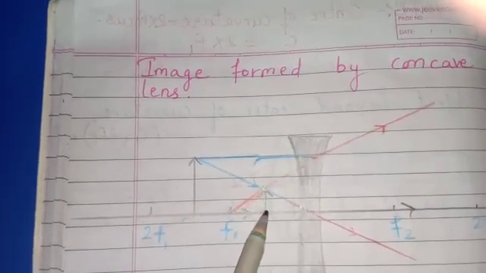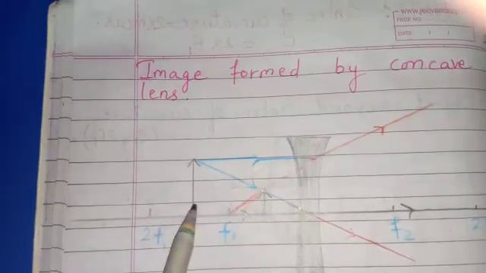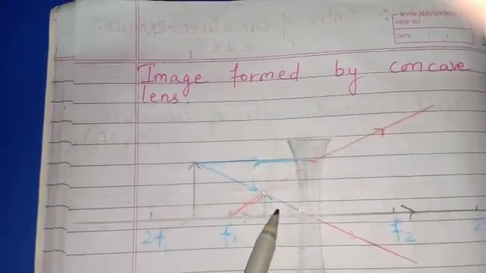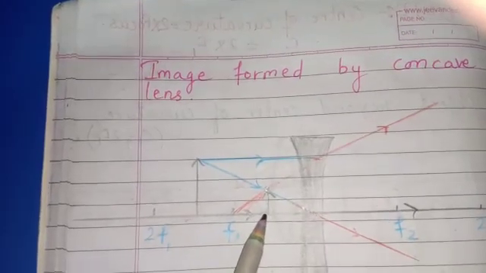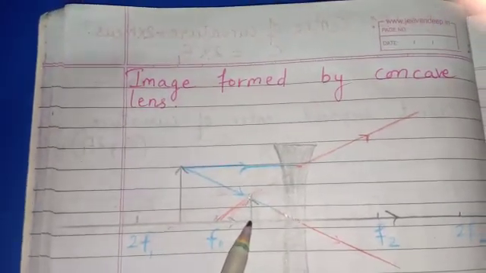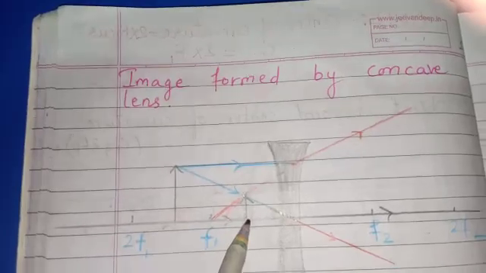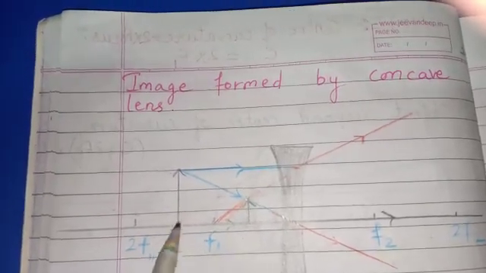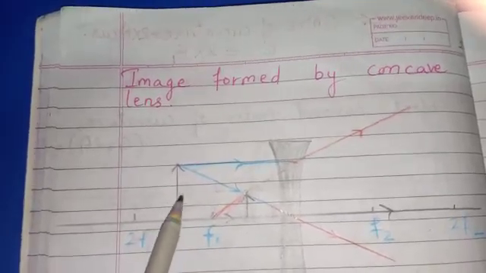So what does this image say? This is smaller than the object. It is in between infinity and the optical center, and the nature of the image is virtual and erect. Generally all the images which we get by concave lenses are virtual and erect. Erect means it is in the same direction as wherever the object is placed.